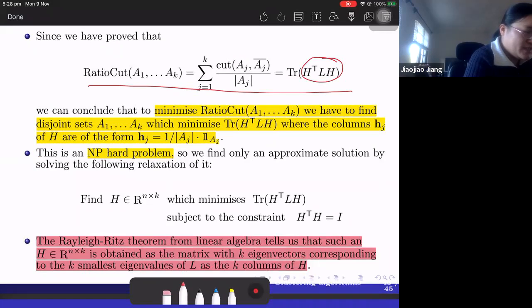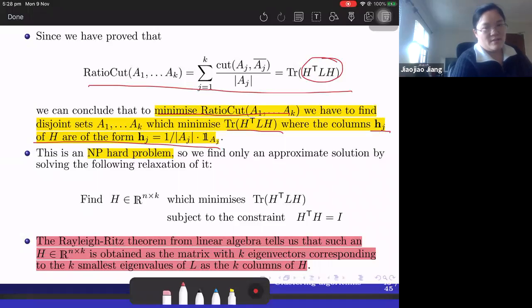Then we can conclude that to minimize the ratio cut, we have to find the disjoint sets A1 to Ak which minimize the trace of H transpose L H, where H is defined by using the clusters Aj, j from 1 to k. So this is the relationship between spectral clustering and graph partitioning by using the ratio cut approach.